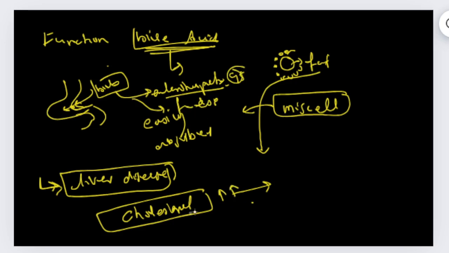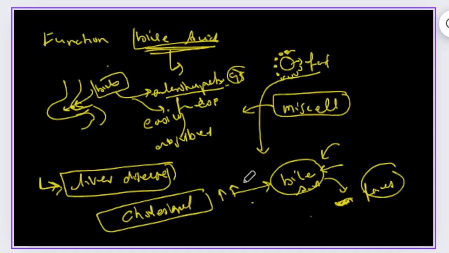But if in the body there is a high amount of cholesterol, so what can we do? We give tablets, okay, that actually combine with the bile acid, and when it combines with the bile acid, it converts bile into a non-soluble form, and that cannot be absorbed easily, and it moves out of the body through the feces. Okay, now the next important thing you have to remember is the bilirubin formation.